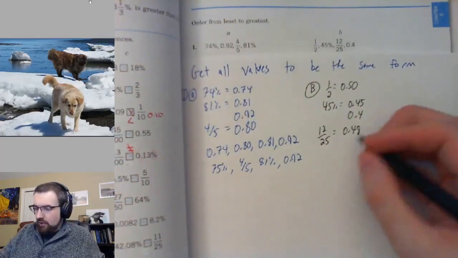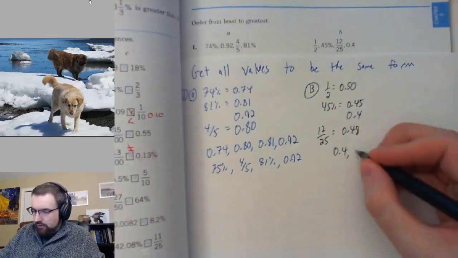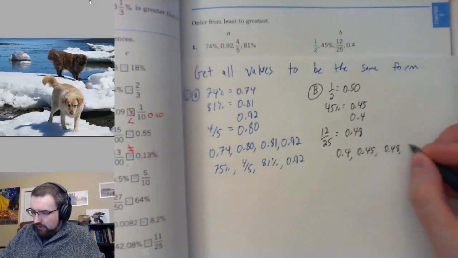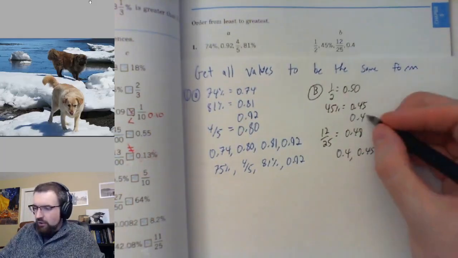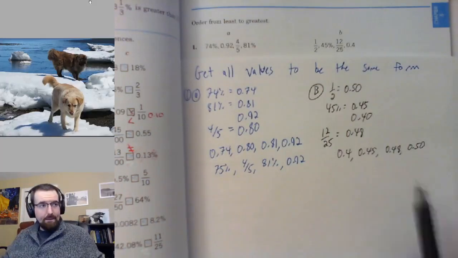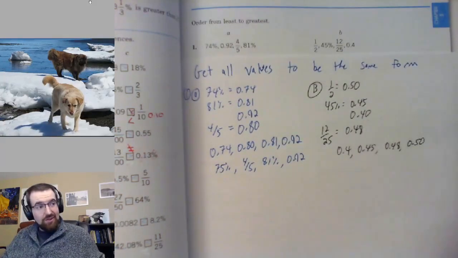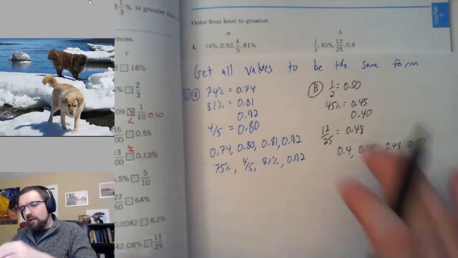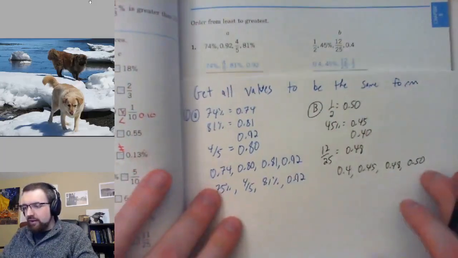0.48. So now we know that the numbers are 0.4, 0.45, 0.48, and 0.50. And know that 0.4 is the same as 0.40, right? After a decimal, the number of zeros that follow doesn't actually matter. All right, so that's 1A and B right there. And now we see those are the answers.